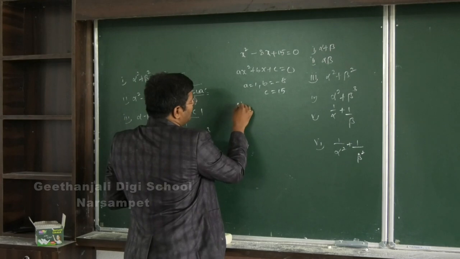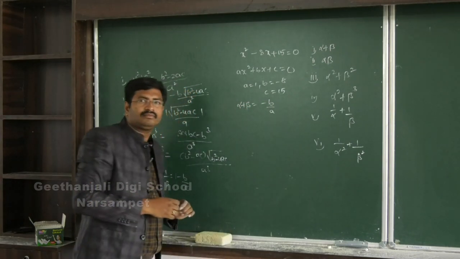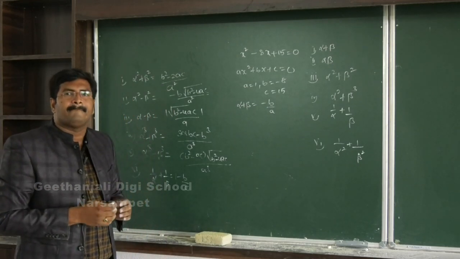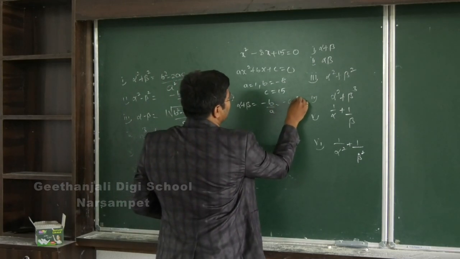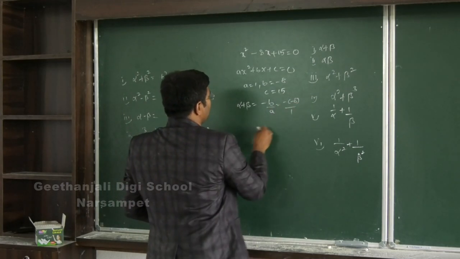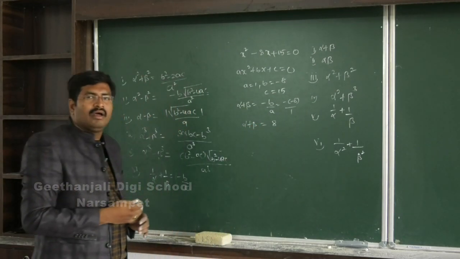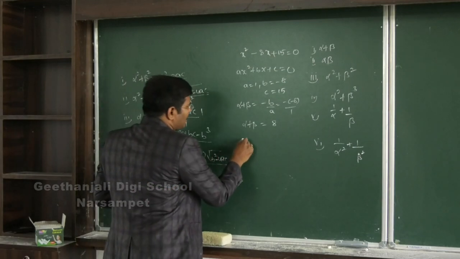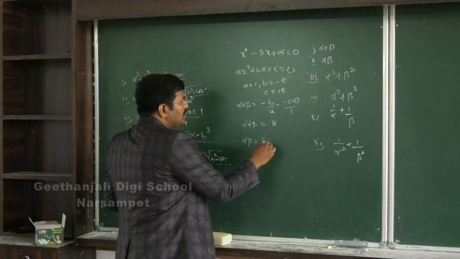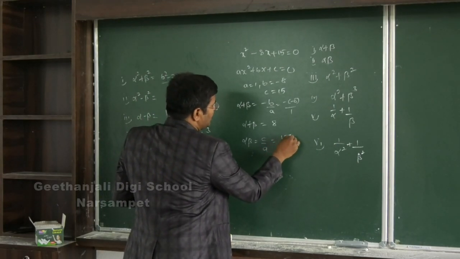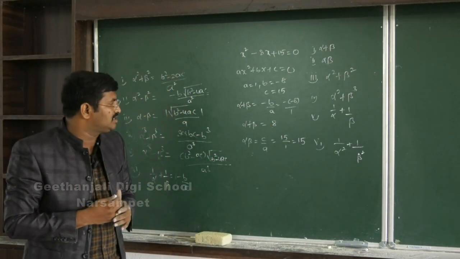Now the sum of the roots is equal to minus b by a. The b value is minus 8, so minus of minus 8 by a, where a is 1, gives the sum of the roots as 8. The product of the roots, alpha beta, is equal to c by a. The c value is 15 and a is 1, so it is 15.